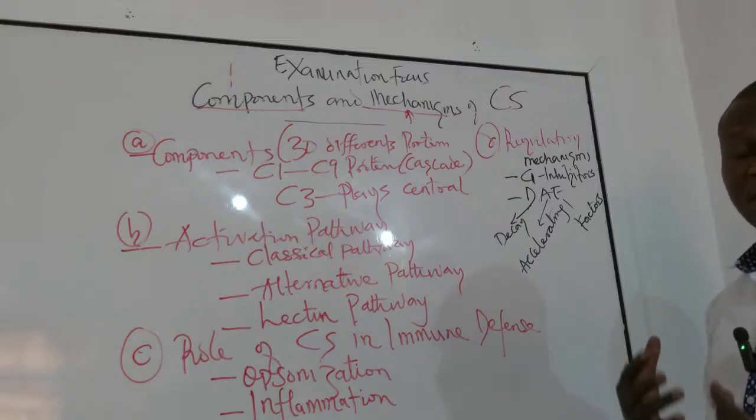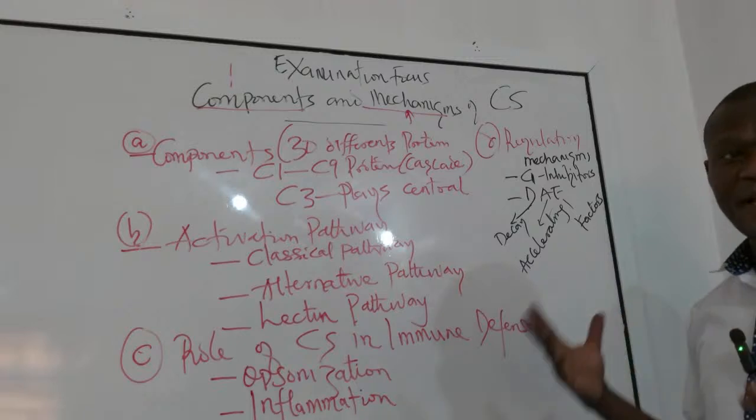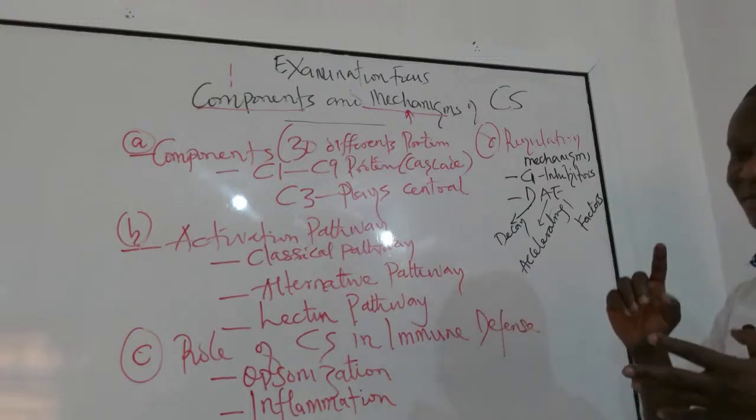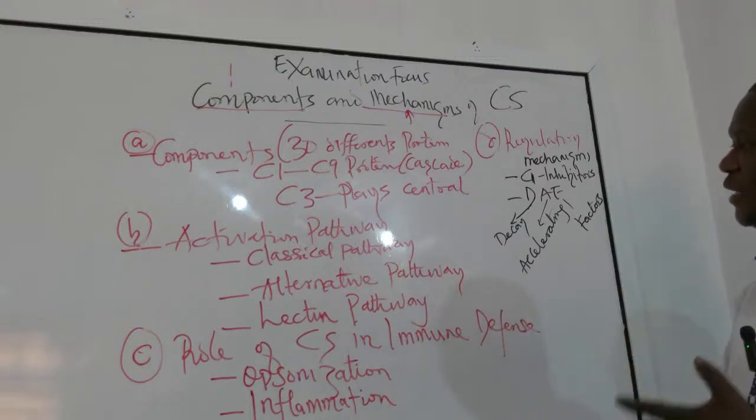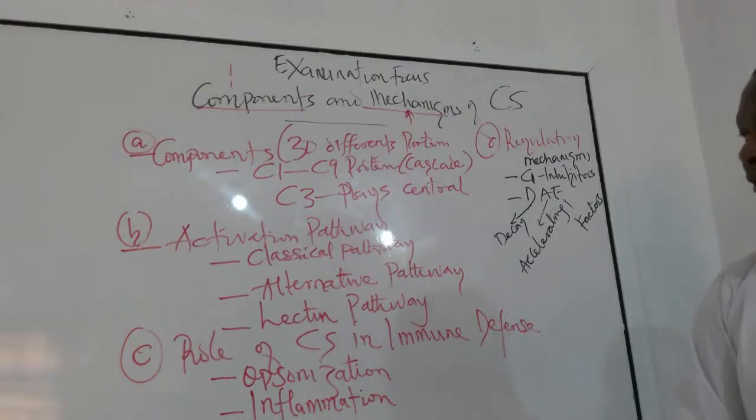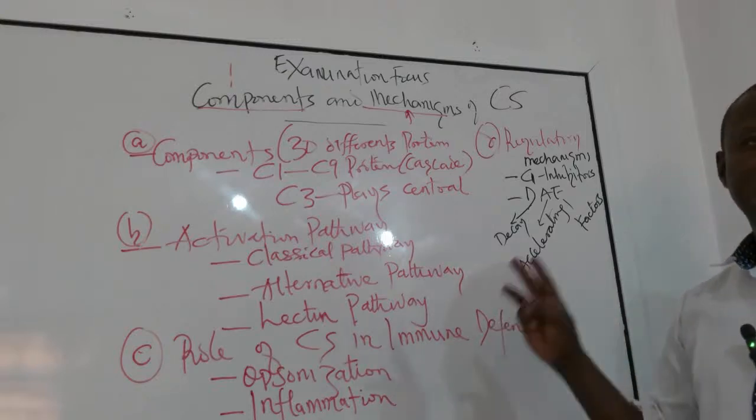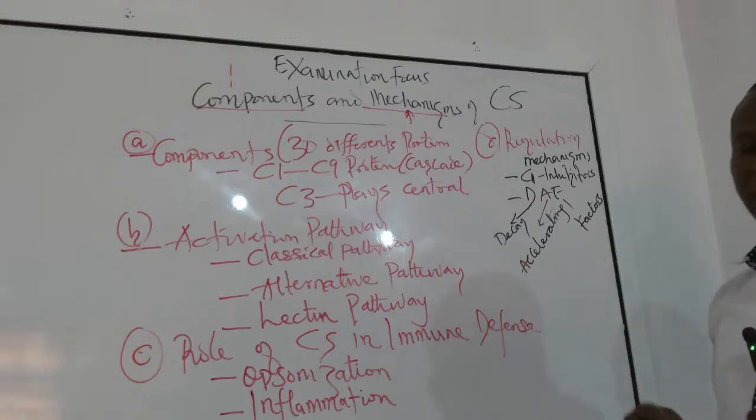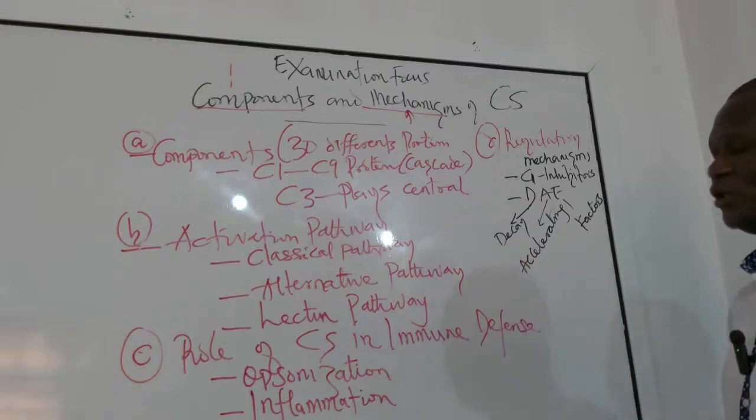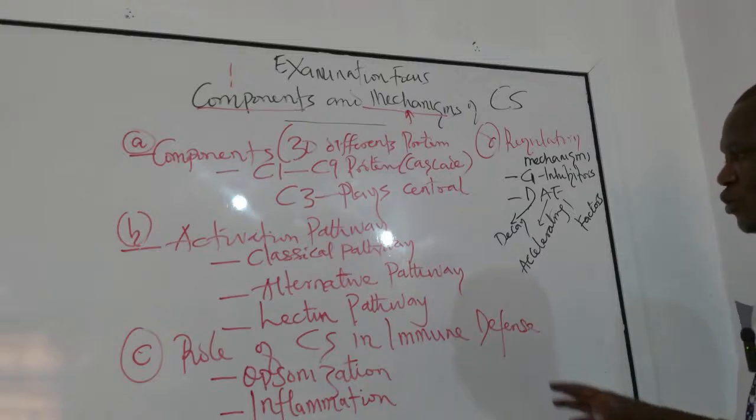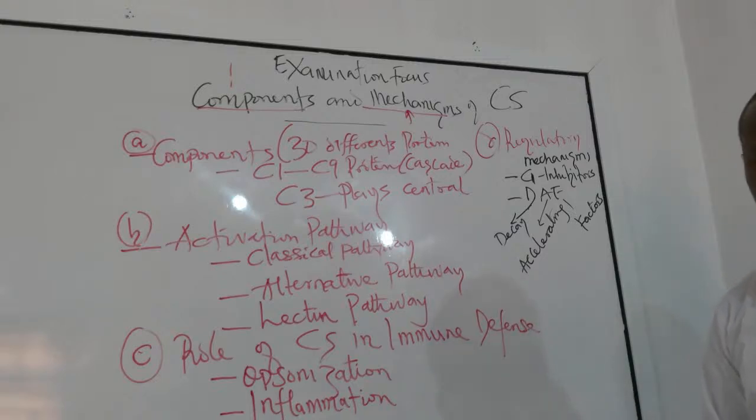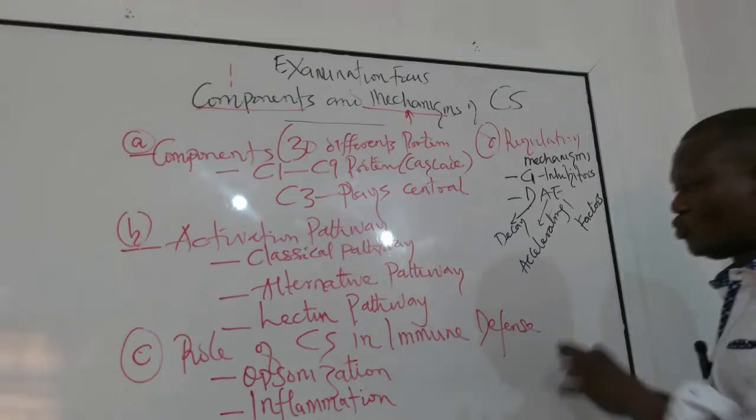And I said that is the reason why it is being divided into three. We have C3A, C3B, and C3C. Then, after looking at the components, you have to talk about the activation pathways. And there are three activation pathways. The first one is the classical pathway. Then the second one is the alternative pathway, as well as the last one, which has to do with the lectin pathway. You need to know that.